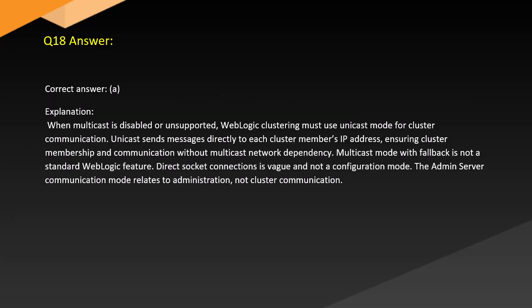Answer. Correct answer, A. Explanation. When multicast is disabled or unsupported, WebLogic clustering must use unicast mode for cluster communication. Unicast sends messages directly to each cluster member's IP address, ensuring cluster membership and communication without multicast network dependency. Multicast mode with fallback is not a standard WebLogic feature. Direct socket connections is vague and not a configuration mode. The admin communication mode relates to administration, not cluster communication.